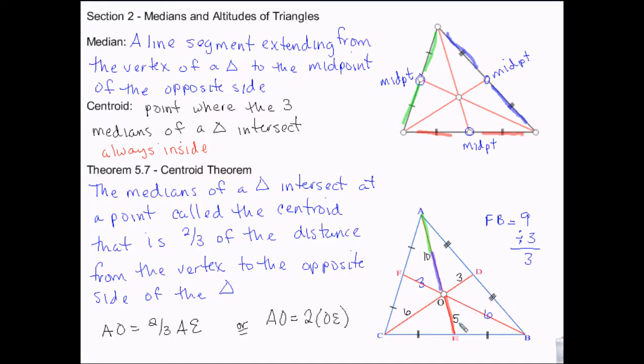Why would you want to? Because the line gets divided into 3 parts. And then this is 2 of them, and this is 1 of them. From the vertex to the centroid, you get 2 of the thirds. And then from the centroid to the other side, you only get 1. So whatever this length is here, this length is twice as much as that. Does that make sense? Yeah.